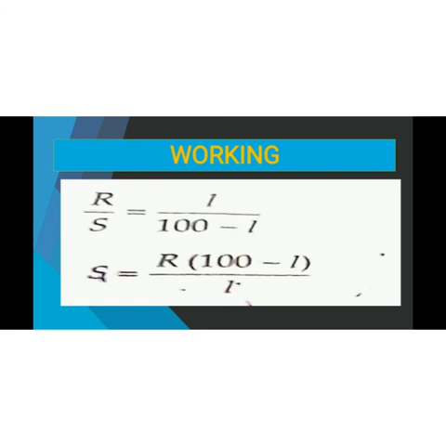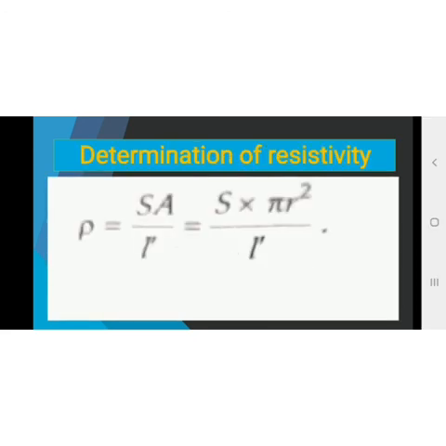We can also calculate the resistivity of the wire. As we know, resistance equals rho L upon A. So resistivity rho equals S A upon L dash, where S is the resistance, A is the area, L dash is the length of the wire. Take care about this. L dash is the length of the wire whose resistance we are to calculate.